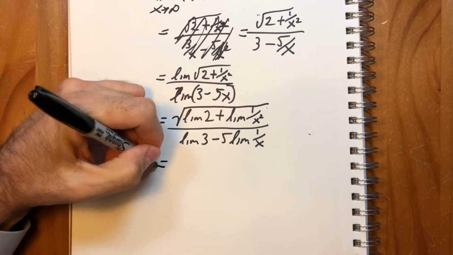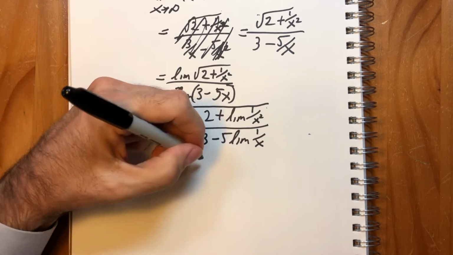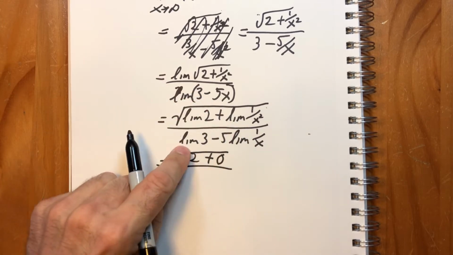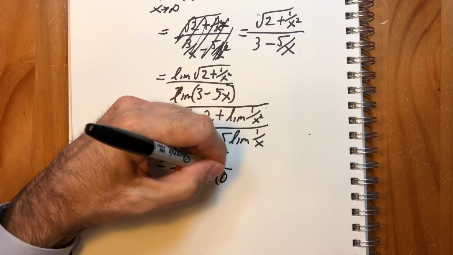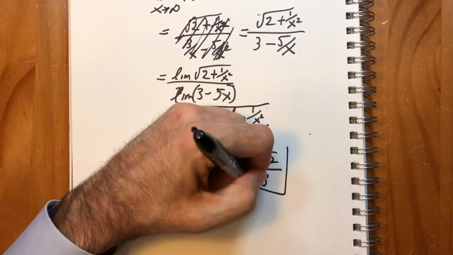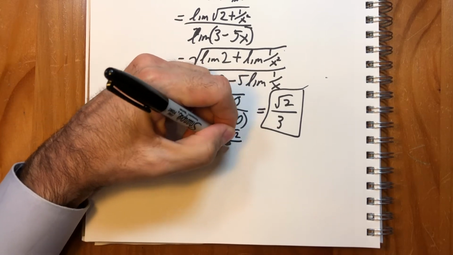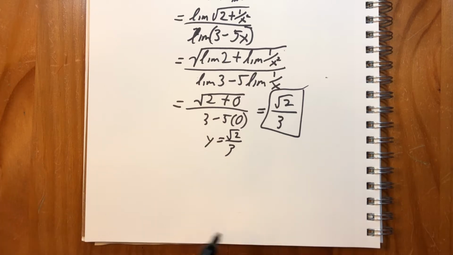Now, using the constant law and our new theorem, we can just calculate: that's 2, that is 0, this is 3, and that is 5 times 0. This equals the square root of 2 over 3. So y equals the square root of 2 over 3 is a horizontal asymptote as x approaches positive infinity.